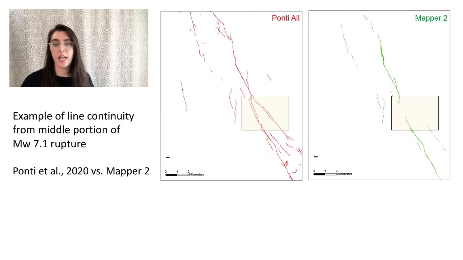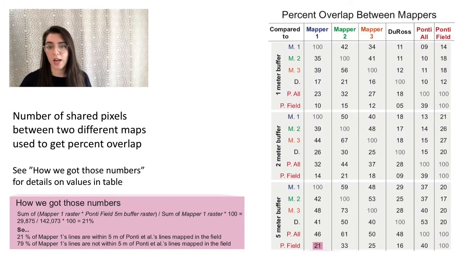And so the table on the right-hand side is showing the percent overlap between mappers. So comparing somebody's rasterized map against somebody else's map with a buffer, either 1 meter, 2 meter, or 5 meter buffers. And again, those buffers are just to see how much room for error we can allow in line placement and how that changes the amount of overlap that we see. And it does increase it. It does get us a little bit more overlap or slightly higher percent of shared pixels. But it doesn't really get us to the point where it's like, yes, okay, these maps are exactly the same.